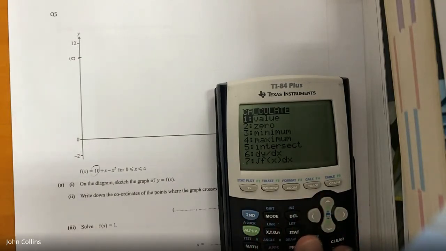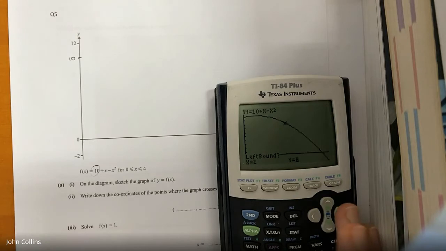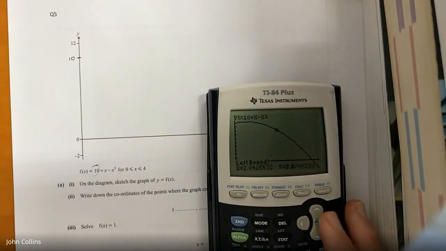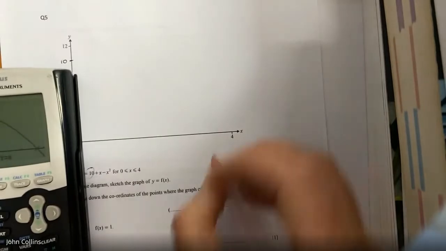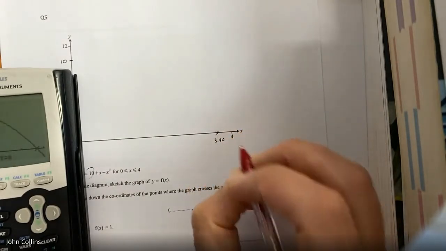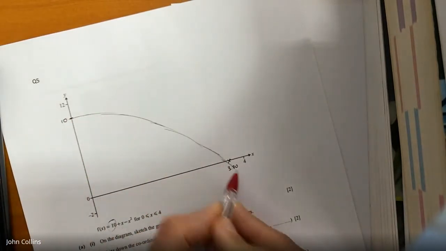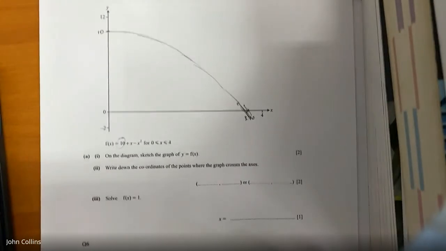If you press second, calc, go down to zero. The left bound it looks for, so anything on the left-hand side, I'll just move it closer for no reason. I'm putting the left bound here. I want the right bound to be the other side of that line where it crosses. Here, press enter, and I see it's at 3.70. Okay. So once I have those two things, so here around 3.70, I can just connect, like it looks on my calculator, and try and get it to go through that point, and that's it.